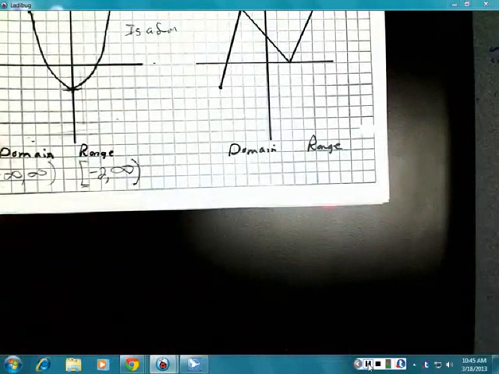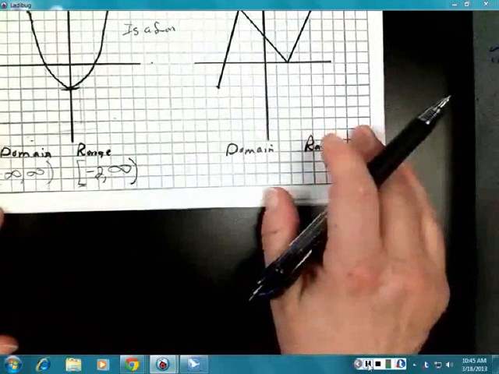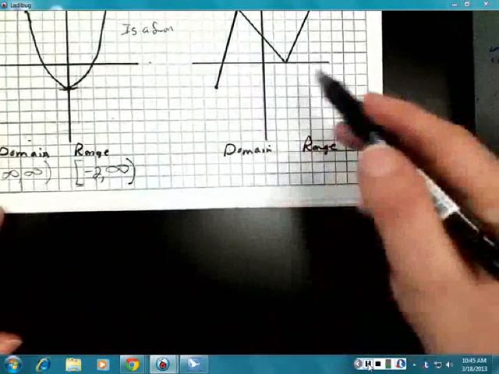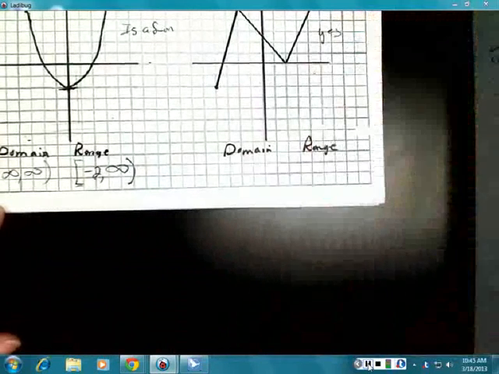What about this one next to it? What do you do with the circle? We're going to go there in a minute. Just give me a minute. What's this guy going to do? Is it a function? Yes. Okay, it's a function.